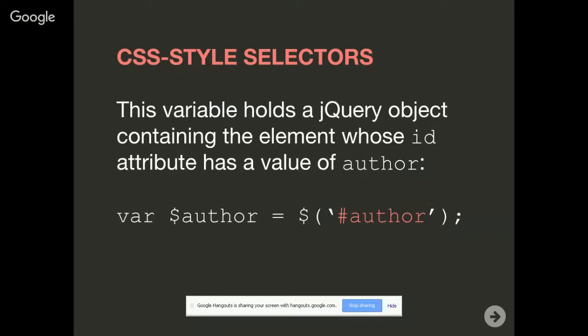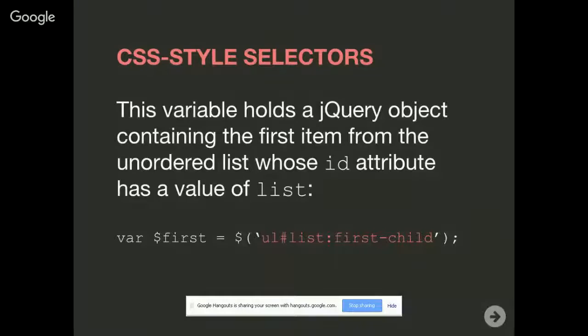So there are different types of selectors you can use. For example, you can use an ID, just like with getElementById, and here is what this would look like. It's just the $ sign, hashtag author, which is going to select the element with the ID of author. You can have a lot more complicated selectors as well. For example, here, the first child of a UL, which is a list.